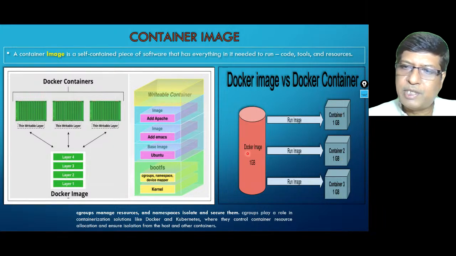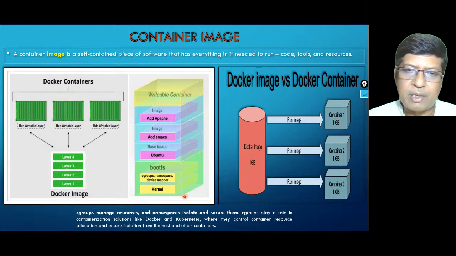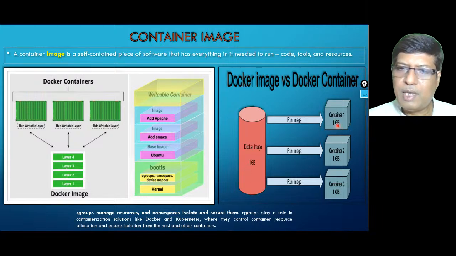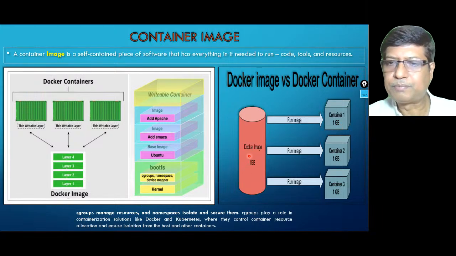And once you put this image into a container, so if the image is of 1 GB, here it is wrong. It will be a bit more than 1 GB. Why? Because this particular container will occupy a bit of space as well. So maybe 1.1 GB if the Docker image is 1 GB.